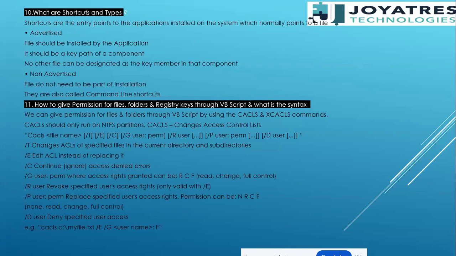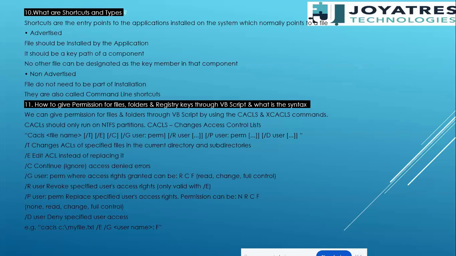/C will ignore the access denied error. Sometimes when we are trying to give access, we could not give it because it says you do not have permission. If such an access issue exists, then it is going to ignore it. Then /G is a permission where access rights can be granted or changed. You can change the permission, like if it is write, you can make it read mode, change mode, or full control mode also. /R is going to revoke the permission whatever is given.